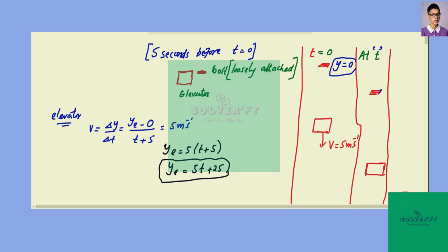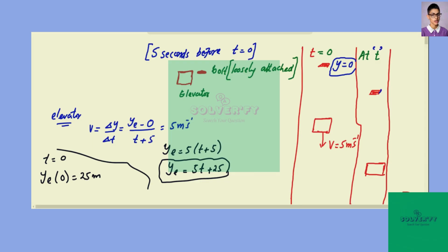Now we can verify this equation by putting different values here. At t equal to 0 we will have ye at t equal to 0 equal to 25 meter. That is, when the loosely attached bolt starts its motion, the elevator has already crossed 25 meter distance in the vertical direction.